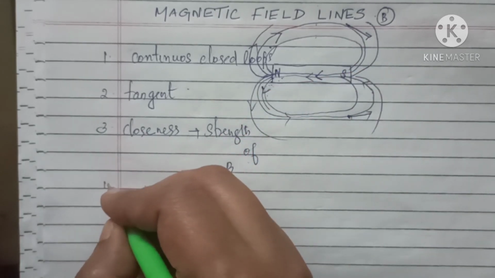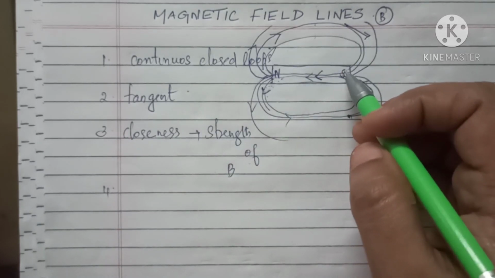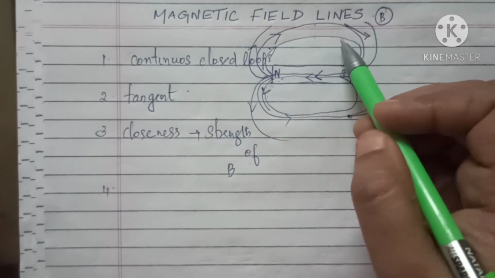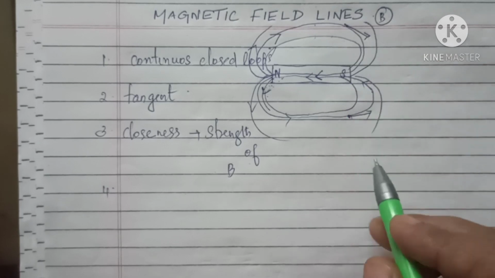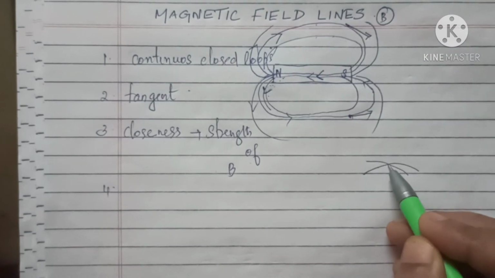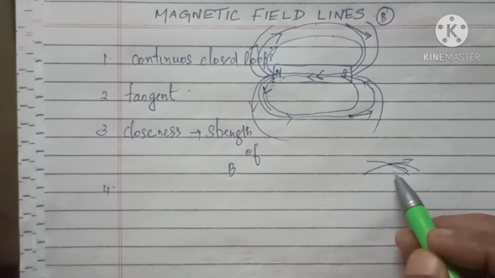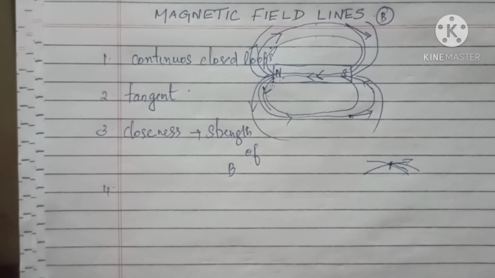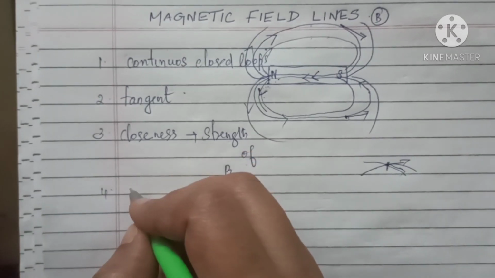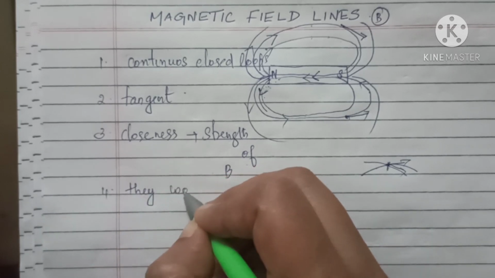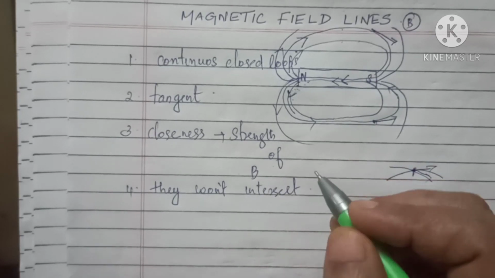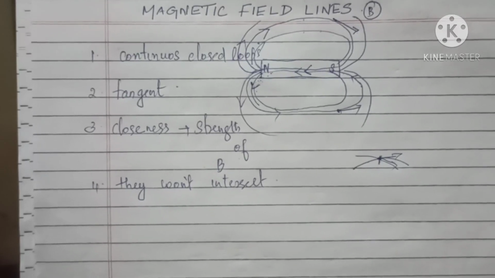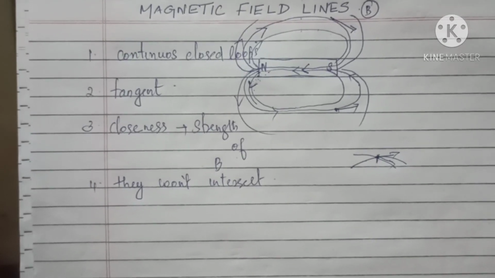Clear? And the fourth one is, the magnetic field lines do not intersect. Why? As I told, the tangent will give you the direction of the magnetic field. So if they intersect at the same point like this, at this point you have to draw a tangent. So for this curve, this is the tangent, and for this curve, this is the tangent. That means at this point there are two directions, which is not possible, isn't it? So you can write the magnetic field lines will not intersect each other. Clear? So these are the properties of magnetic field lines. Okay.